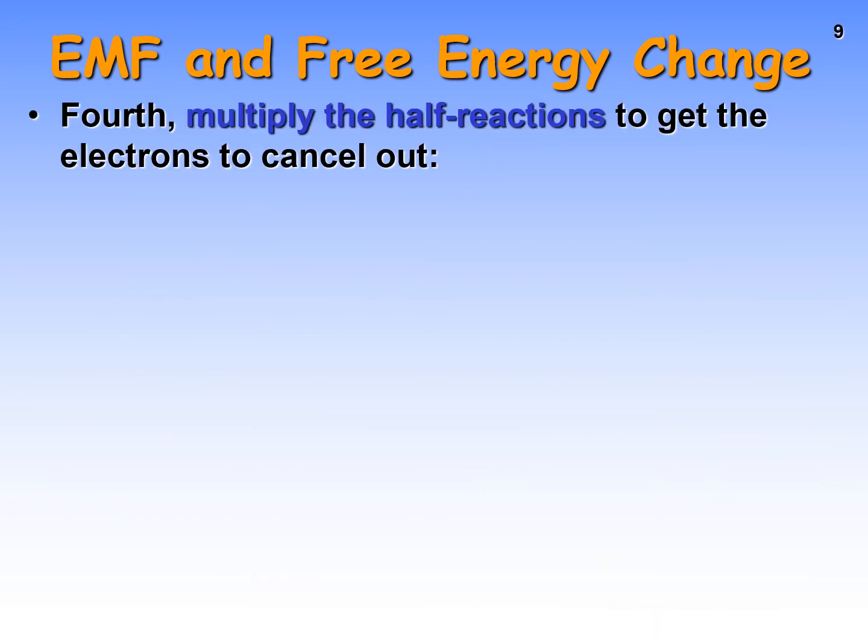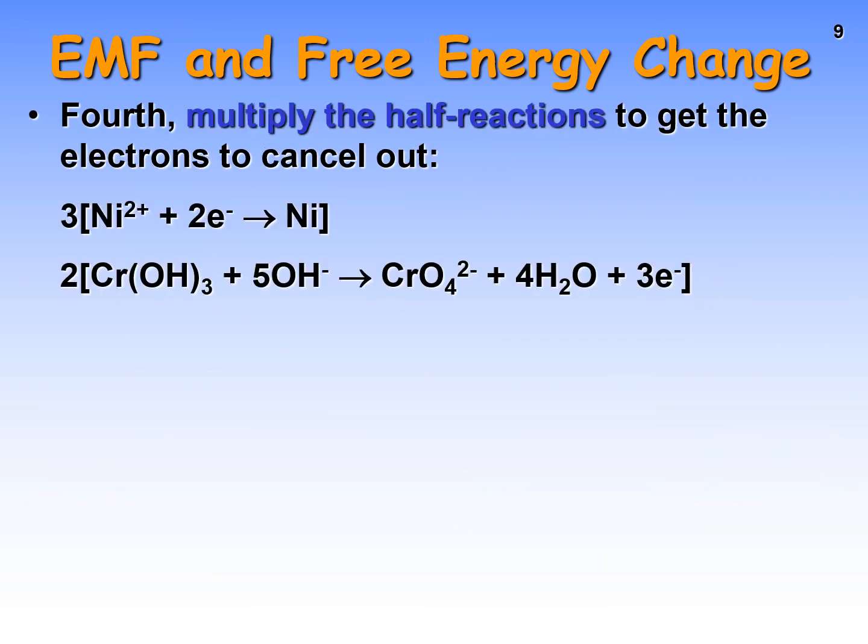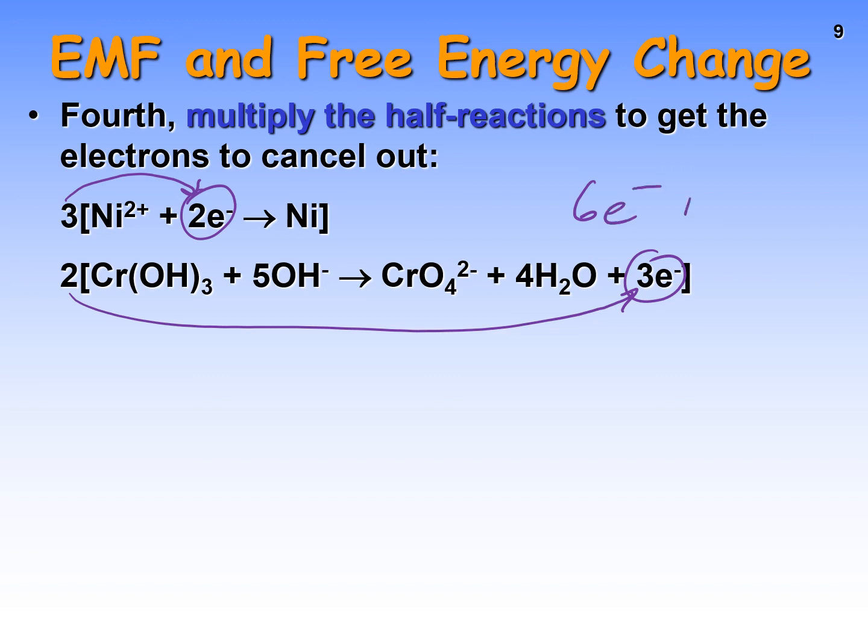We need to figure out how many electrons were actually transferred. In order to do that, we need to multiply these so that the electrons are going to cancel. These are the balanced half reactions, just like when we're balancing a redox reaction. Now, this tells me 3 times 2 or 2 times 3. I have 6 total electrons being transferred. All right, and this is really 6 moles of electrons being transferred, technically.